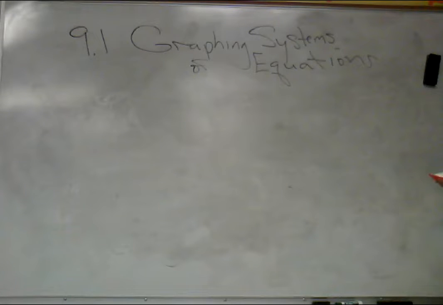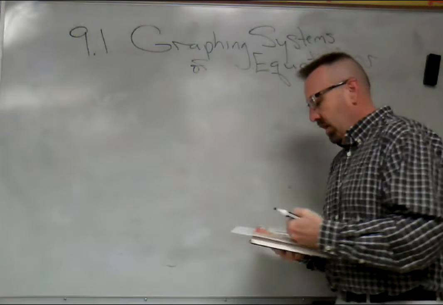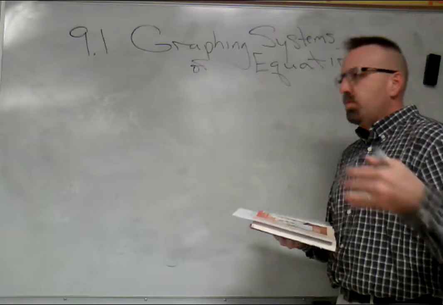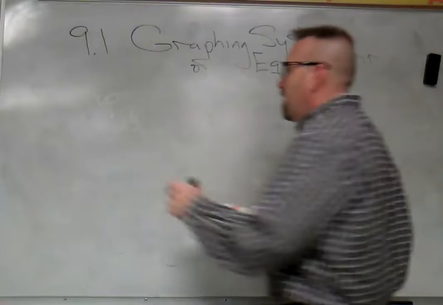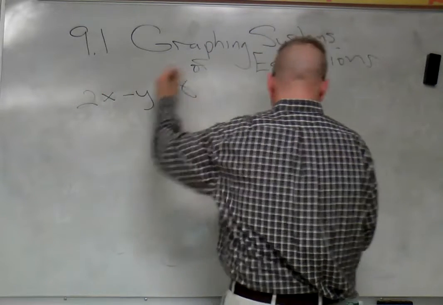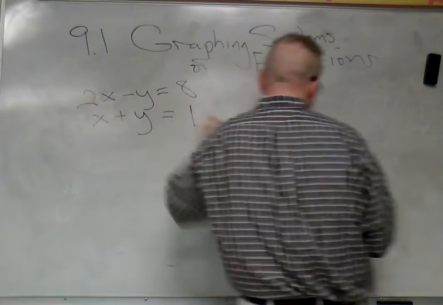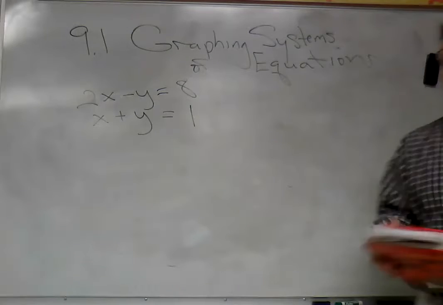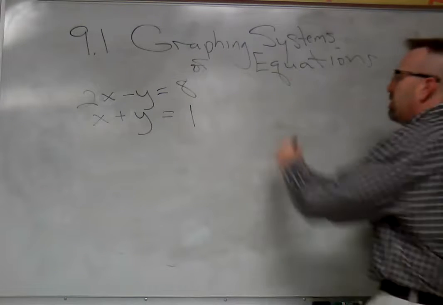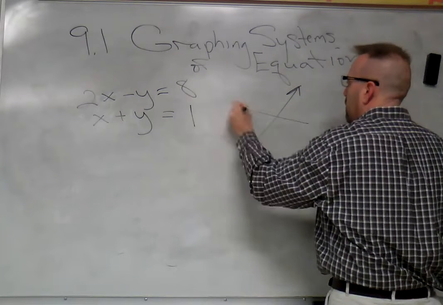Okay, we're going to start chapter 9. Chapter 9, we are going to use parts of last chapter where we graphed parts of an equation. How these are going to look, they're going to give you two equations. And we want to figure out what the solution is. So today the method we're going to use is we're going to graph two lines. We're going to graph the first one, graph the second one.